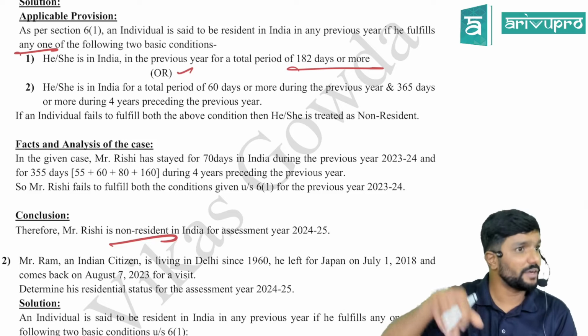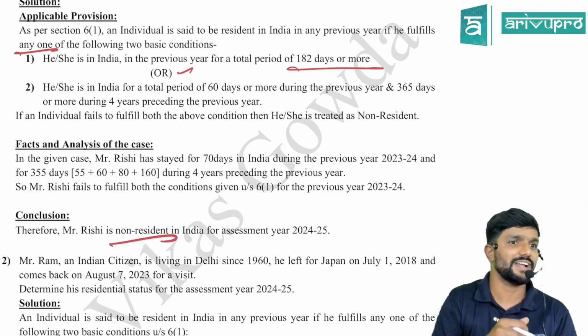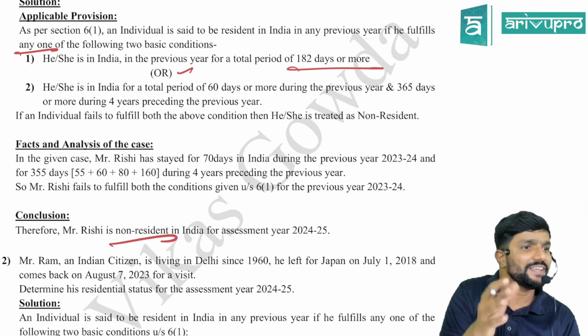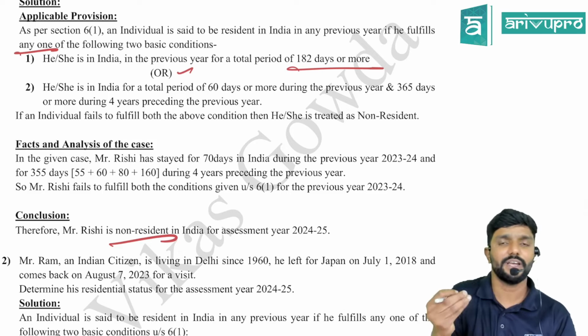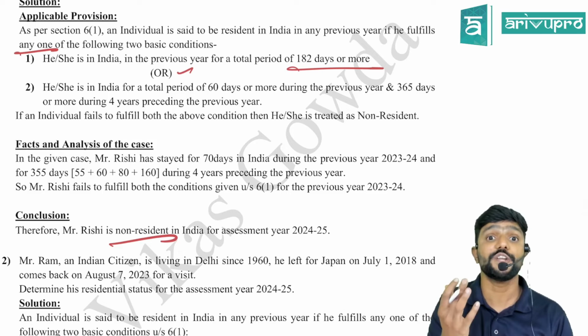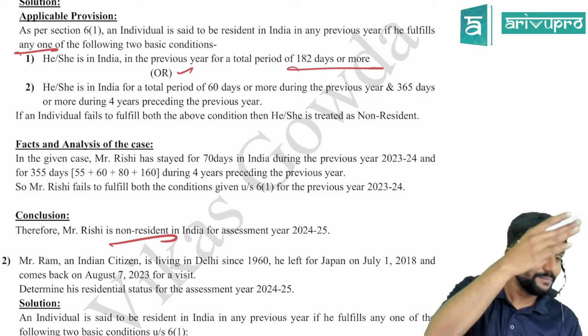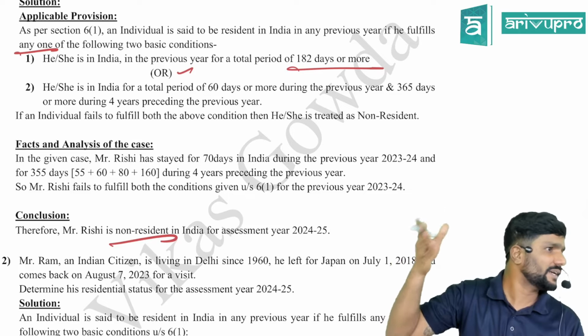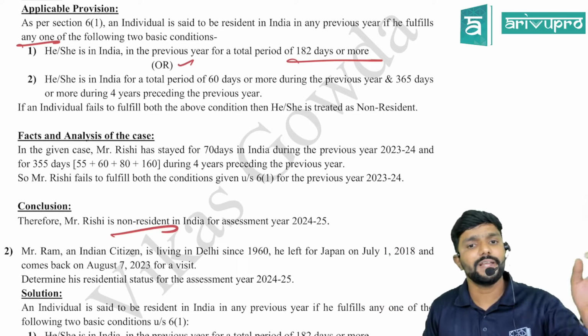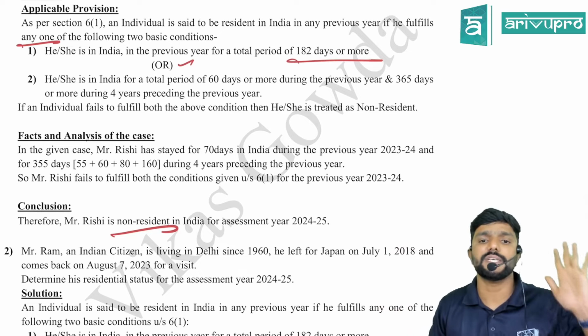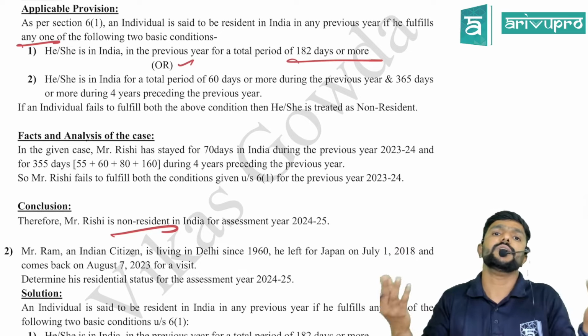The evaluator should understand what you have exactly written there. Obviously they will be knowing it, but they want you to write full. Don't write only 4 years. What 4 years? Preceding the previous year. Always complete the sentence. If an individual fails to fulfill both the above conditions, then he or she is a non-resident.